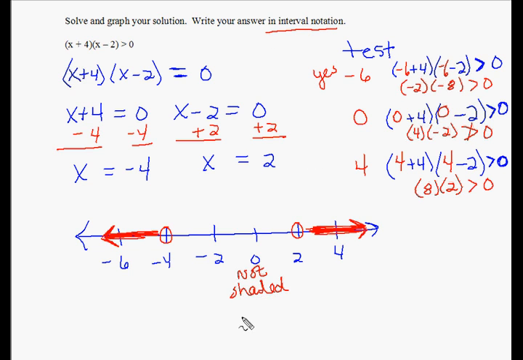It also asks us to write our answer in interval notation. So we're going from minus infinity up to the number negative 4, which is not included, so we use a parenthesis, and we union this with the interval starting at 2 and going to infinity.